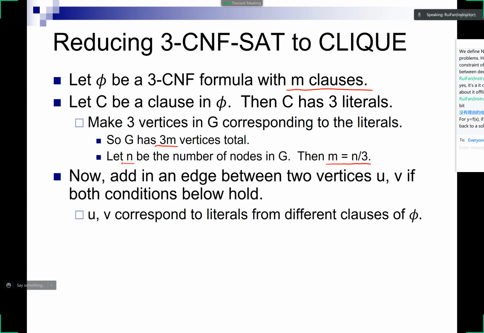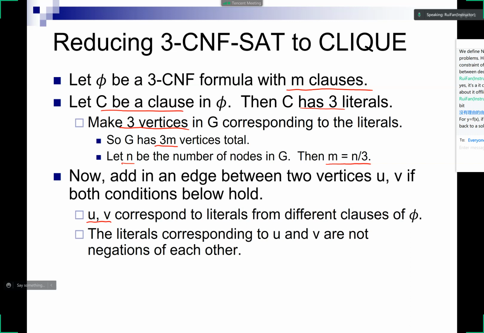First of all, u and v come from these clauses, because what we do is start from a clause and then form these vertices. So each vertex comes from a clause. We're going to make an edge between u and v if they come from different clauses. If they come from the same clause, we do not put an edge between u and v.